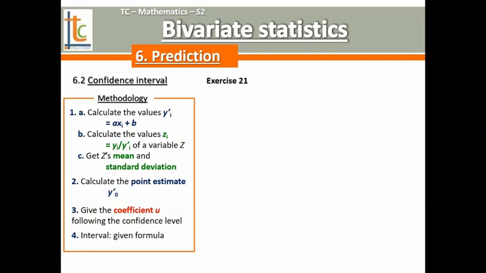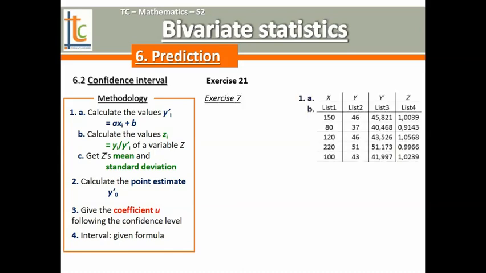So let's see it quickly on the second example with the case of fertilizer and harvest. This time our two first lists are these ones coming from the exercise. The expression of the line has been obtained earlier, and thanks to it you can put a formula in list 3, taking A list 1 plus B. Then in list 4 you can calculate list 2 divided by list 3, and here are the results.